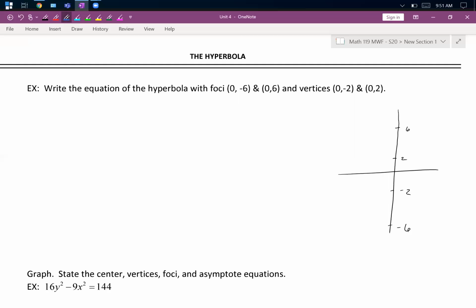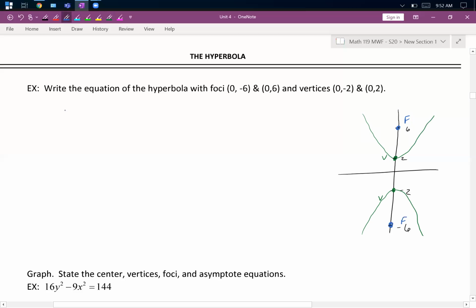So the foci are at (0, -6) and (0, 6), while our vertices are at (0, -2) and (0, 2). The foci are inside the branches of our hyperbola, and the vertices are the points where our branches hit the rectangle. So that tells me that this has to be shaped like this. It's opening in the y direction, so that tells me that y has to be first.